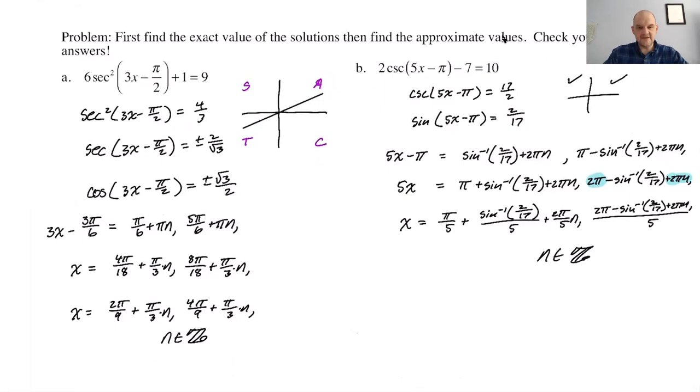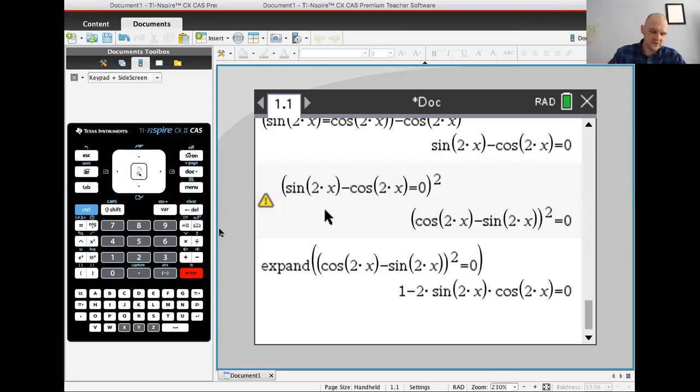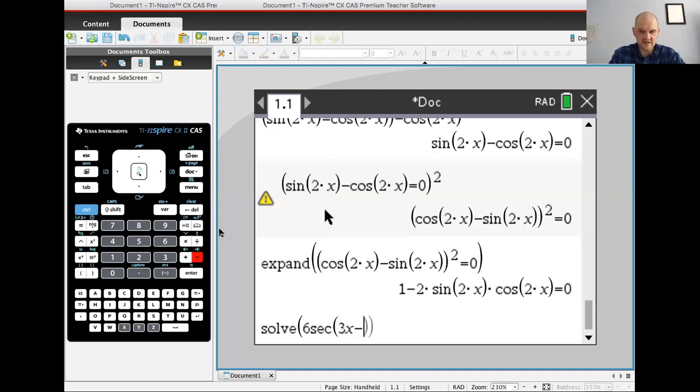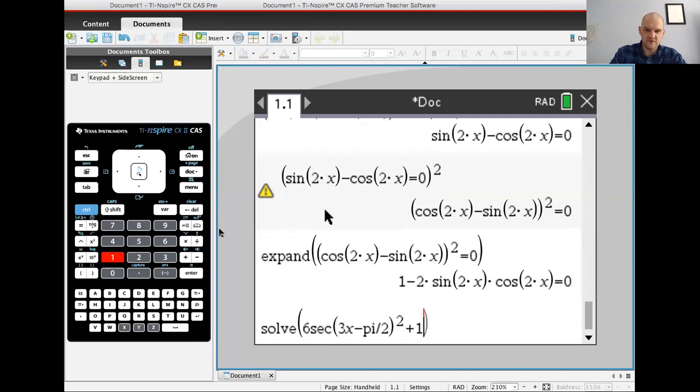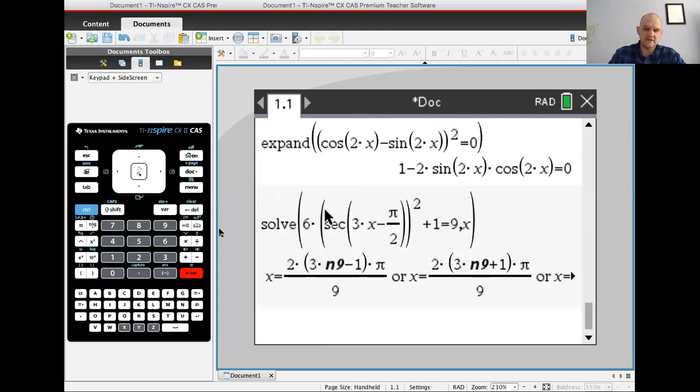So let's see what happened. The first one had famous angles. That's good because I'm pretty confident that the solution the calculator gives will look like the solution that we got. So we're going to solve 6 secant of 3x minus pi over 2 squared plus 1 equals 9 for x, just all reals.